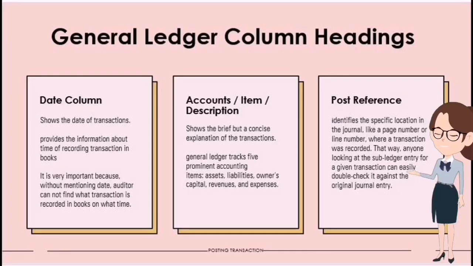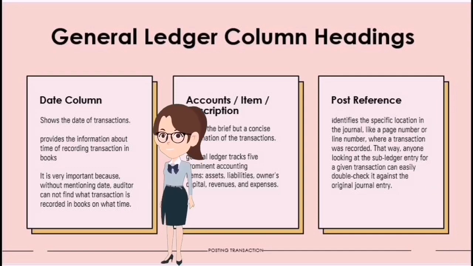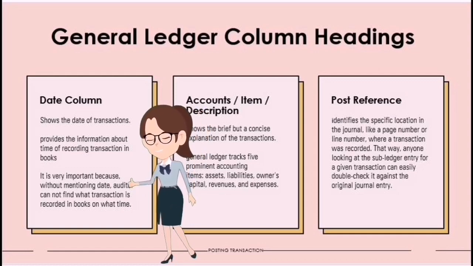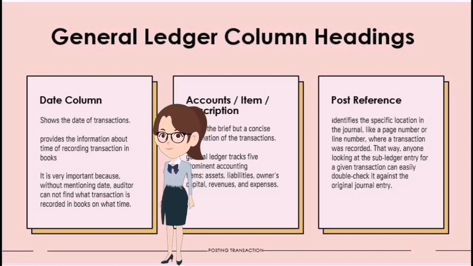Next slides will be General Ledger column headings. Date column shows the date of transactions. Provides the information about time of recording transaction in books. It is very important because, without mentioning date, auditor cannot find what transaction is recorded in books on what time.